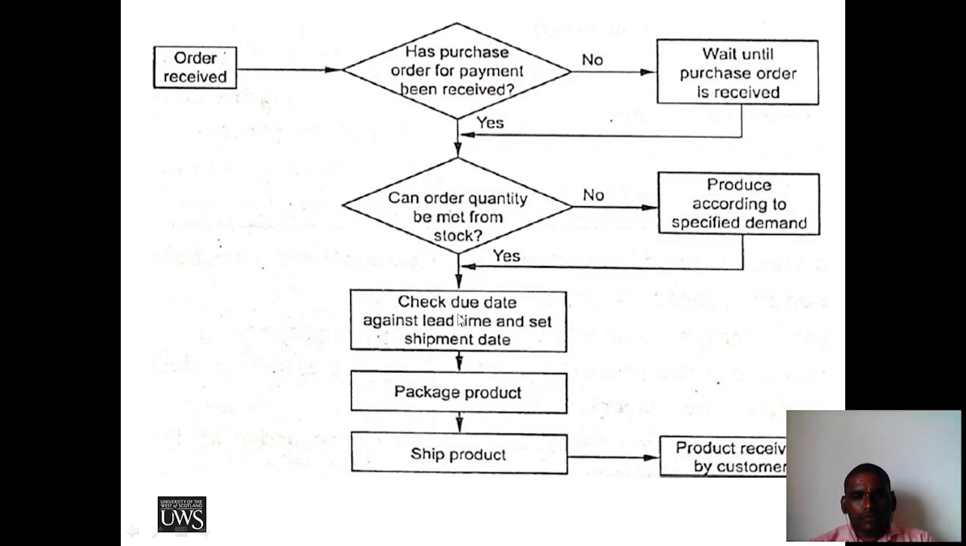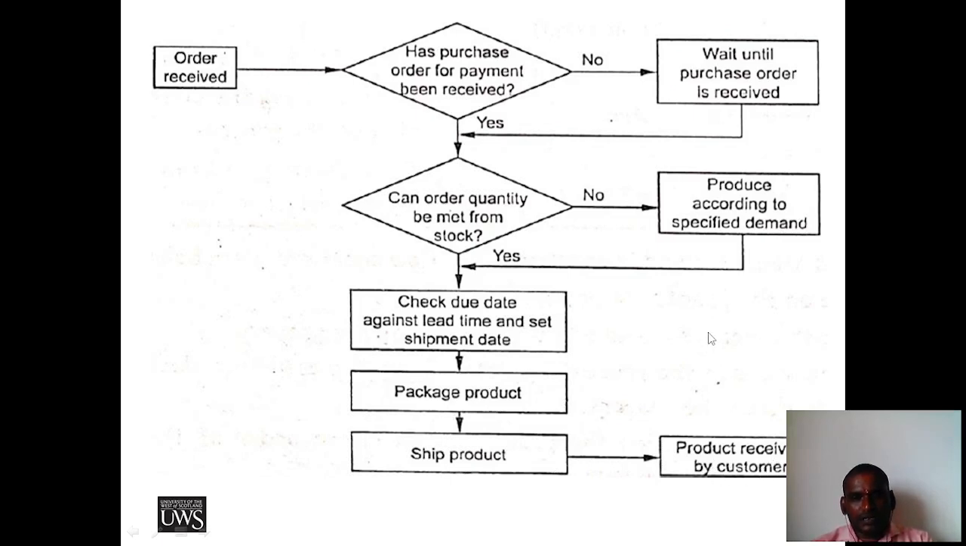Okay. So another one, if the condition is true, that is yes, it means stock is available, then check the due date against lead time and set the shipment date. Here, the product is available, so first check the due date and then the expiry date, like that you have to check, and then process the next stage, and then package the product, and then ship the product, and the product is received by the customer.